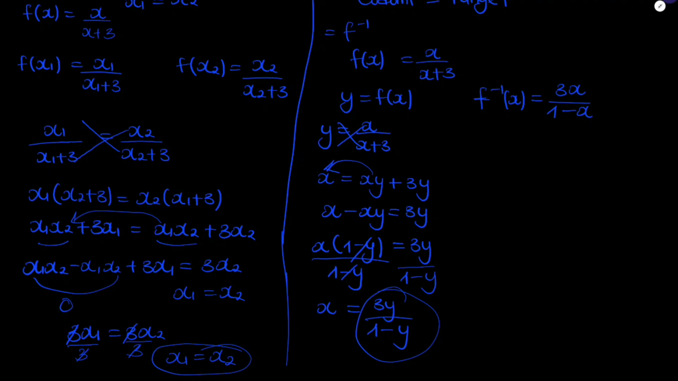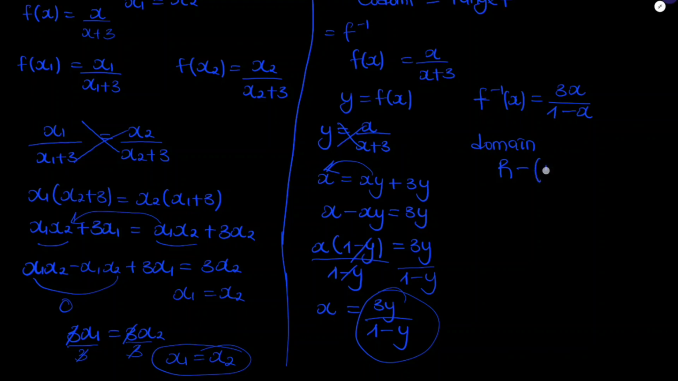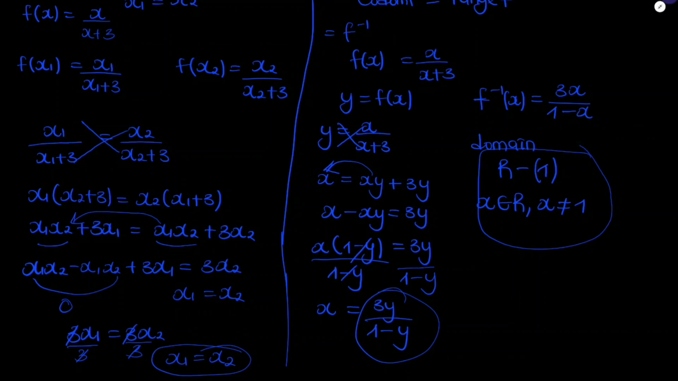Okay, now we are going to look for the domain. Remember, our codomain should be equal to the domain of f inverse for the function to be surjective. So we have found the f inverse. Now we need to look for the domain of our f inverse. The domain of our f inverse is simply ℝ minus {1}, or we can say x is an element of ℝ, and x should not be equal to 1. So these are the two ways in which we can write our domain. You can use whichever you think is better.